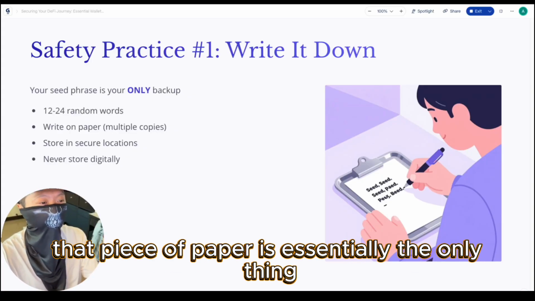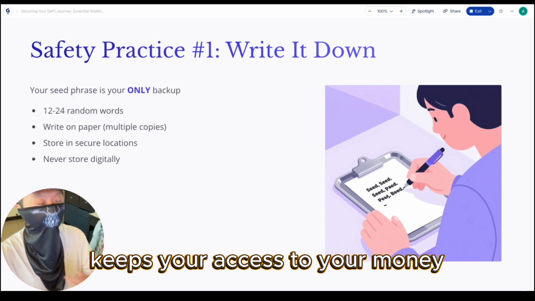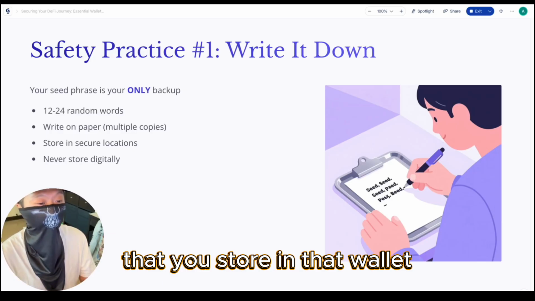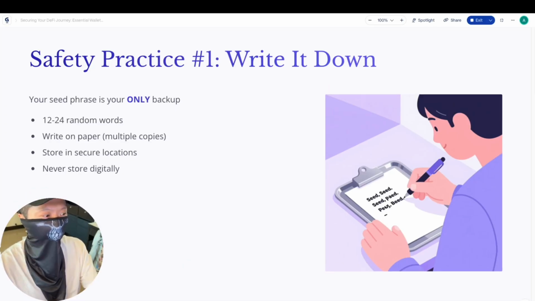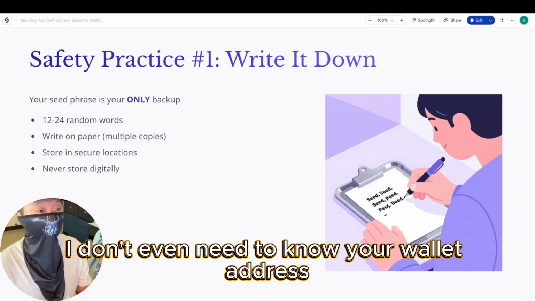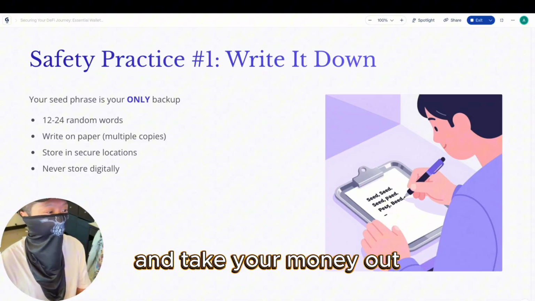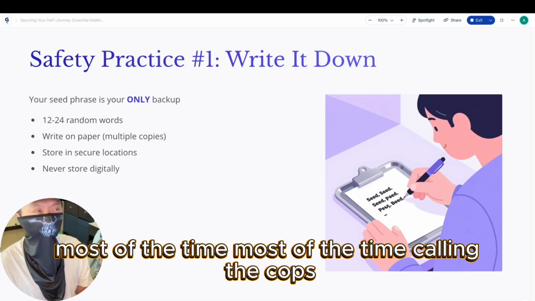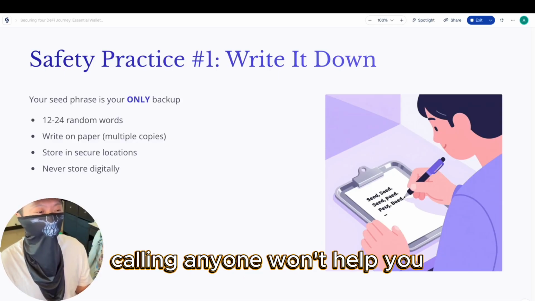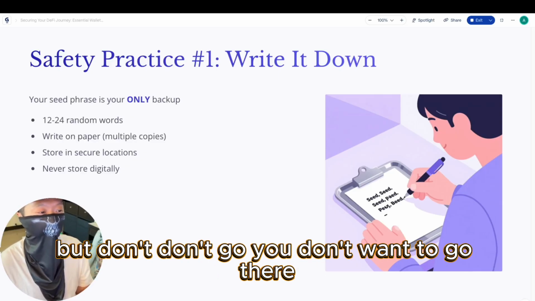That piece of paper is essentially the only thing that keeps your access to your money that you store in that wallet. If you give me your seed phrase, I don't even need to know your wallet address. I can just log in with these seed phrases and take your money out. Most of the time, calling the cops, calling anyone won't help you. There are some certain exceptions, but you don't want to go there.